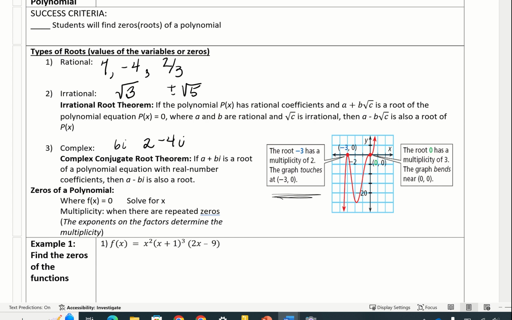Oh, that's okay. You're good. Sorry, all the interruptions. Anyways, the multiplicity, back to this one.